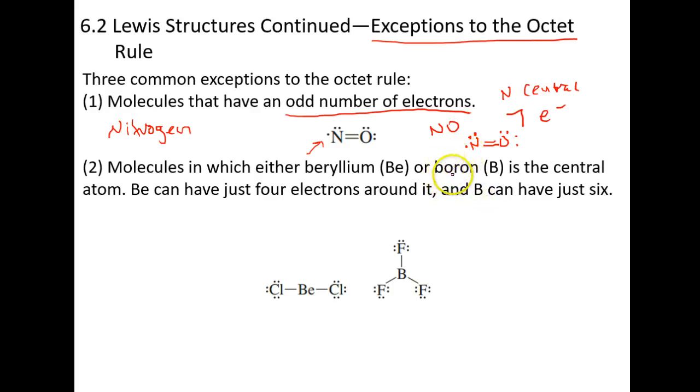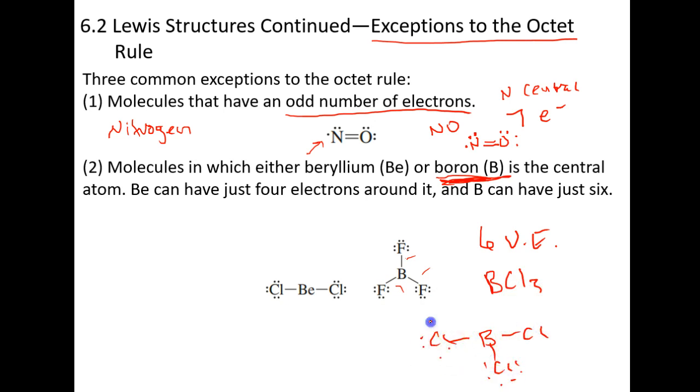The next one is beryllium and boron. Really the major one I'm going to focus on more is boron. Boron is happy with only 6 valence electrons. Okay, notice this boron has 2 here, 2 here, and 2 here, 6. You would not make a coordinate covalent bond with boron. So if you have a boron, let's say you have like BCl3 or something, your structure is going to look just like this. Okay, just like the BF3, but you have chlorines. All right, do not make coordinate covalent bonds on boron.